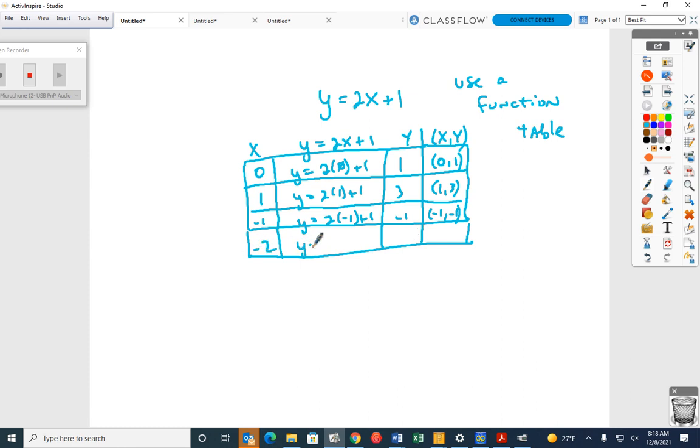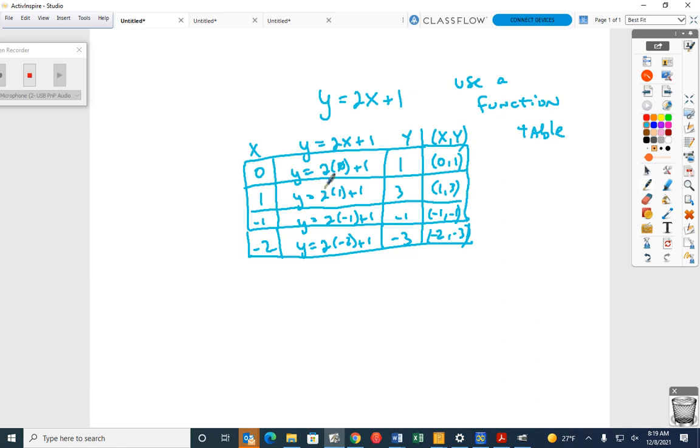So y equals 2 times negative 2 plus 1. What's 2 times negative 2? Negative 4. What's negative 4 plus 1? Negative 3. So this one is negative 2, negative 3. Okay. Did we write all those points down? And if it's a linear function, how many points do I want you to have? 4. So we're good on this, right?